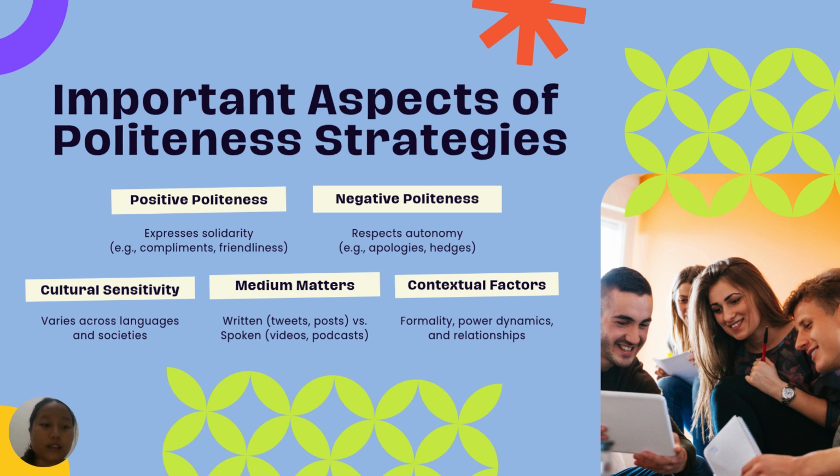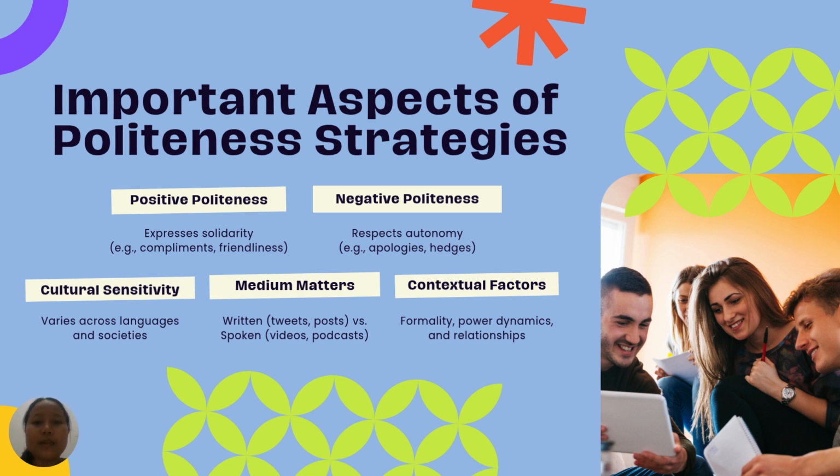The first one is positive politeness. It's about expressing friendliness and building solidarity. It includes compliments, inclusive language, and jokes. And then the second one is negative politeness. On the other hand, it respects a person's desire not to be imposed upon. So this includes hedging, using apologies, and being indirect. So this is like a face saving activity.